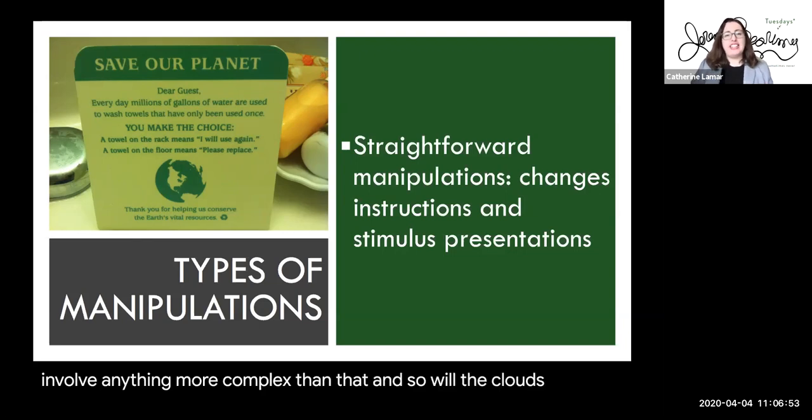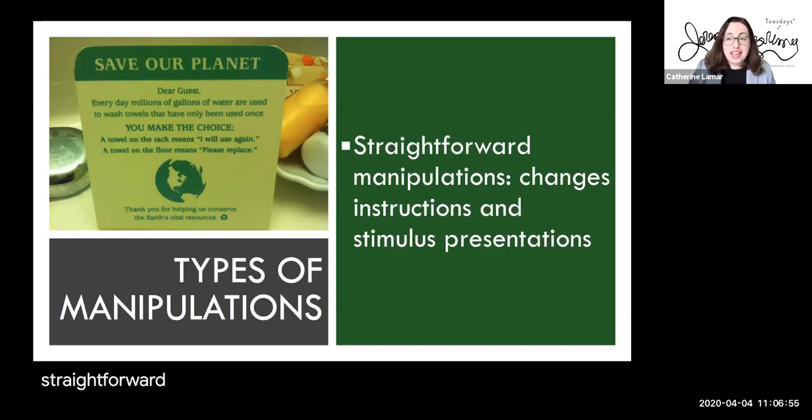And so the classic example of a straightforward manipulation was actually one that was included in your book. It was something similar to what you see in this picture here.